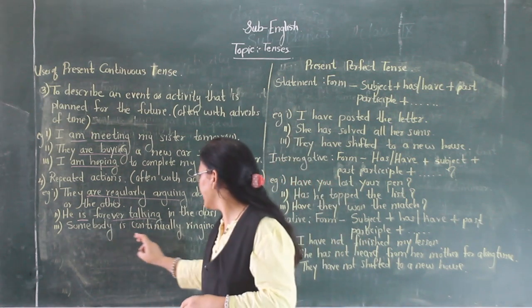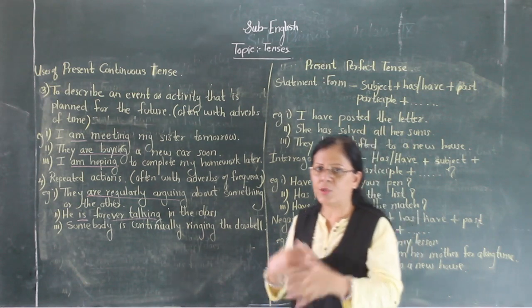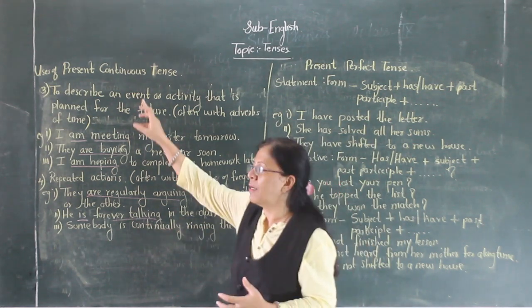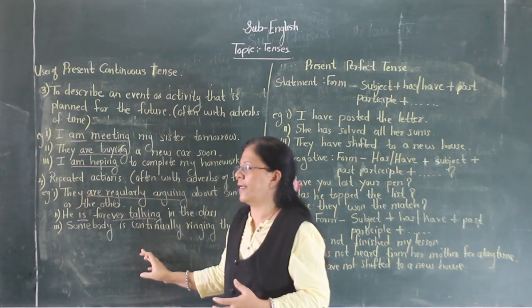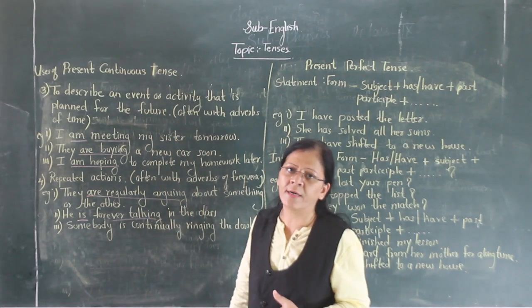Next, somebody is continually ringing the doorbell. So this action is also repeatedly going on. So for that we use present continuous tense. I hope you have understood the use of present continuous tense.